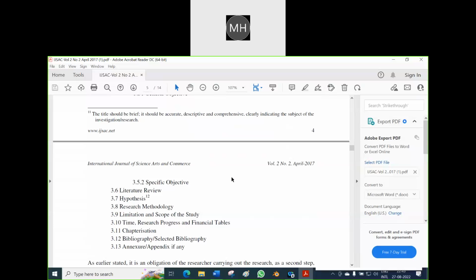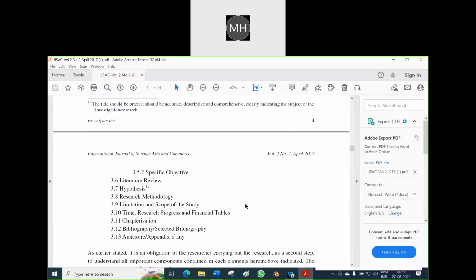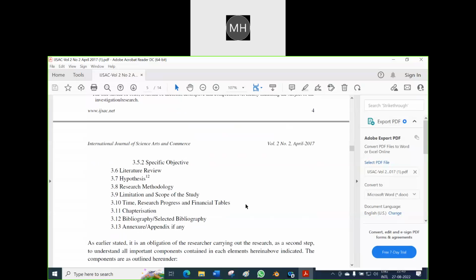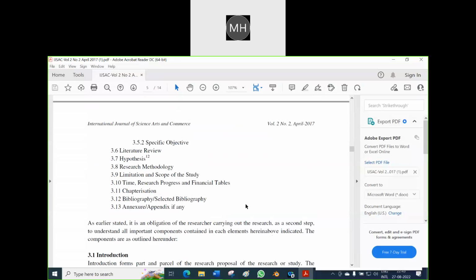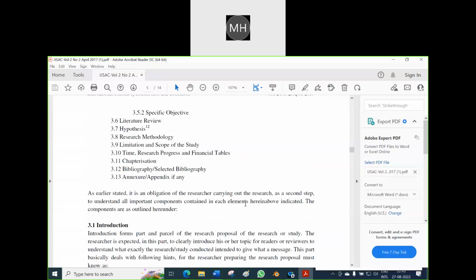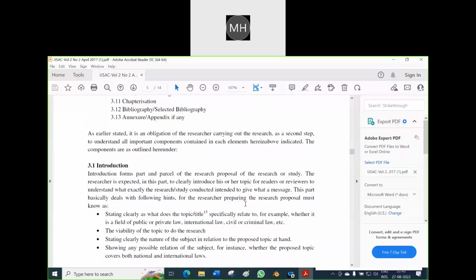Next follows the research methodology. Next follows the limitation and scope of the study. Then, if it is a proposal, we could write the time, research and progress, and financial tables. And in the proposal we can also write the chapterization and then the bibliography or a selected bibliography, or the annexures and appendices, if any. And your proposal is going to be a modified form of chapter 1. So when chapter 1 is concerned, let us see the introduction. What components should be present in the introduction?